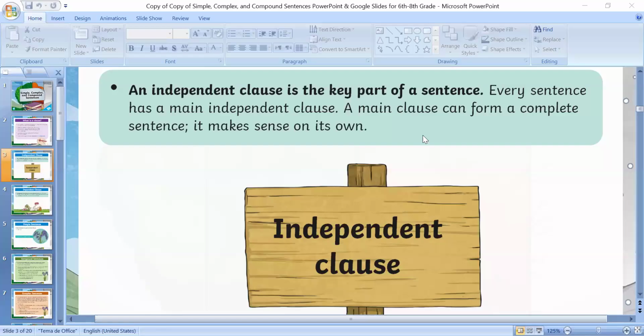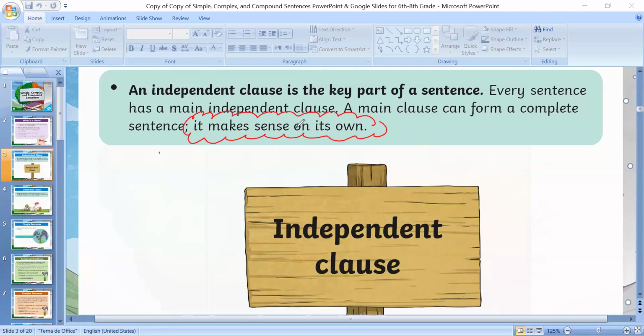Okay, read, Ammar. An independent clause is the key part of a sentence. Every sentence has a main independent clause. A main clause can form a complete sentence. It makes sense on its own. Look at this part. This is a very important part. Any sentence we write must make sense on its own.